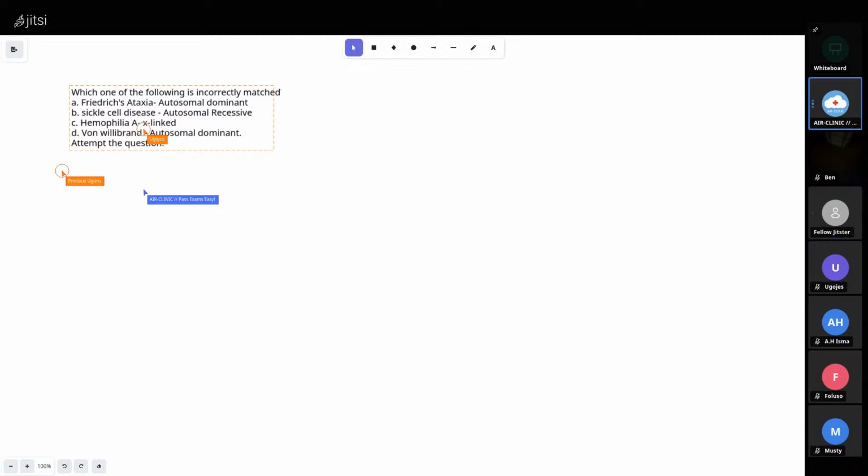Which of the following is incorrectly matched? Friedreich's ataxia, that's autosomal dominant; sickle cell disease, autosomal recessive; hemophilia A, X-linked; von Willebrand disease, autosomal dominant. Write your answer in the chat. Attempt the question.